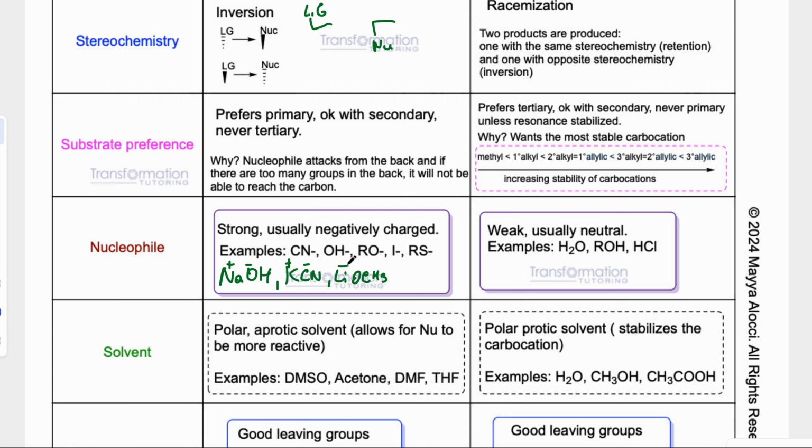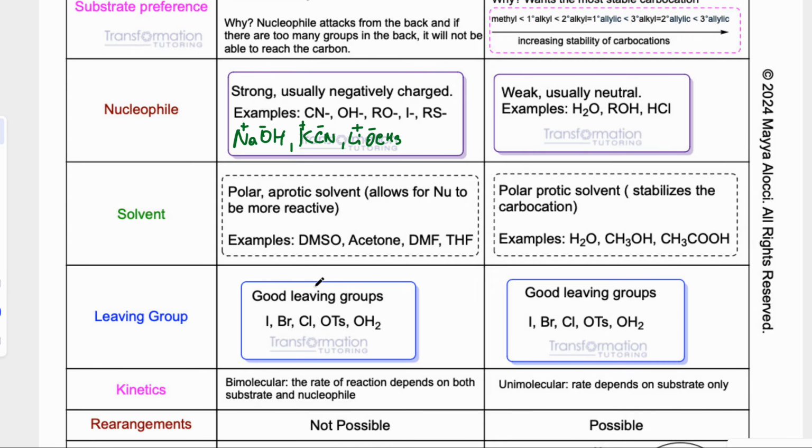LiOCH3 means Li plus, OCH3 minus. So if you see Na, K, or Li, give it a positive charge and the second part of the molecule will be negative. Moving on to solvent. Solvent is what the nucleophile is dissolved in. For SN2, we want a polar aprotic solvent. Aprotic means it doesn't have any hydrogens to give, and polar means the charge is distributed asymmetrically throughout it.